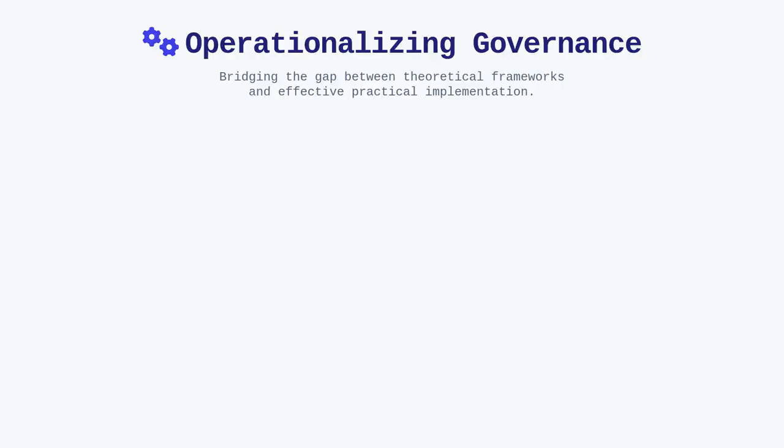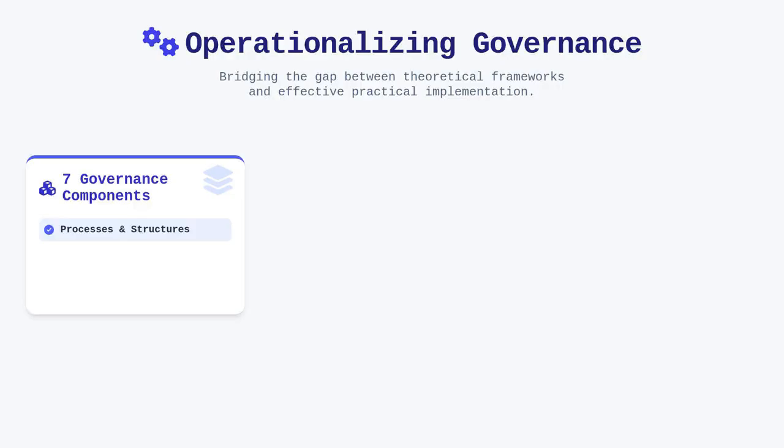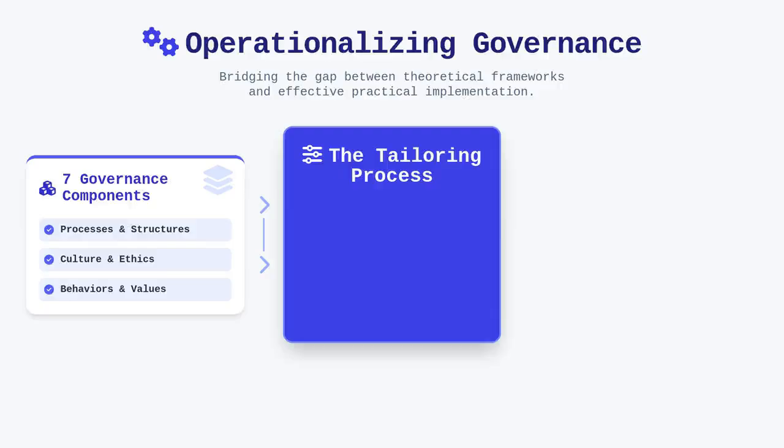We also explored the operational side through the 7 components of a governance system, which range from processes and organizational structures to culture, ethics, and behavior. These components do not exist in a vacuum. They must be tailored using the 11 design factors to ensure the system is fit for purpose.